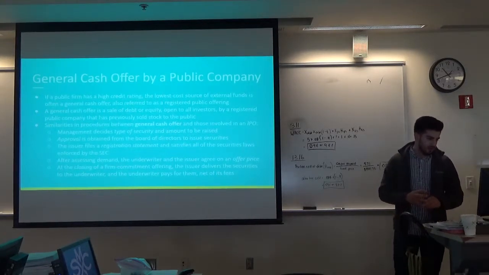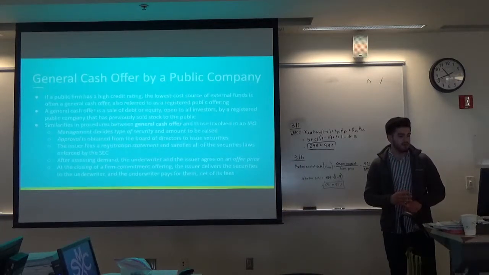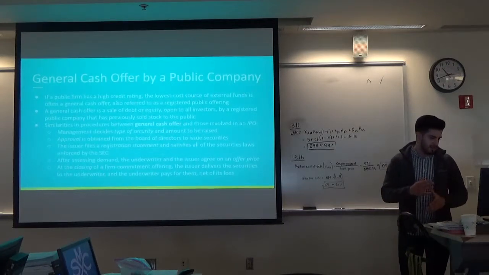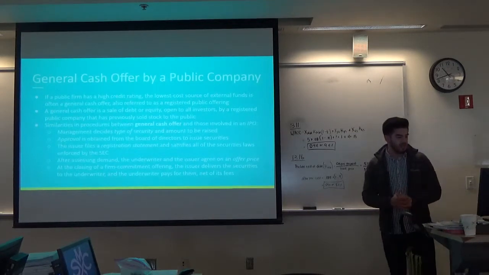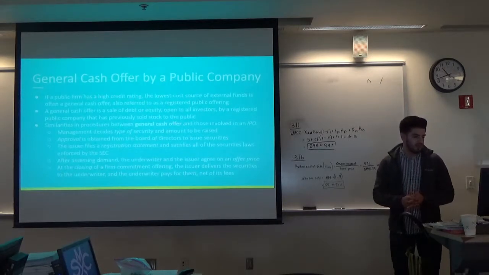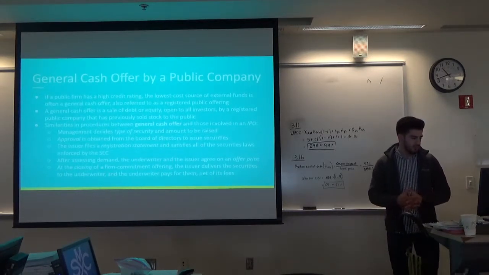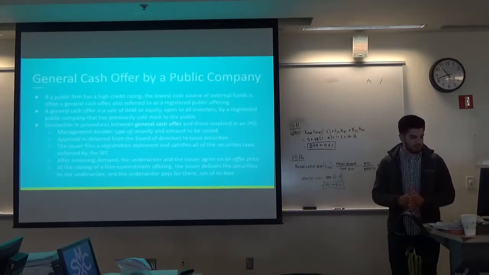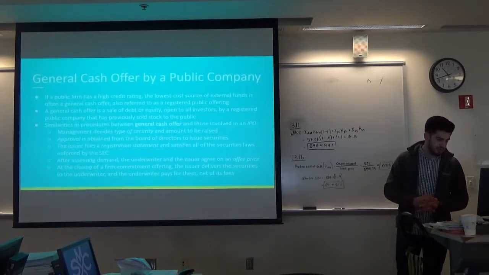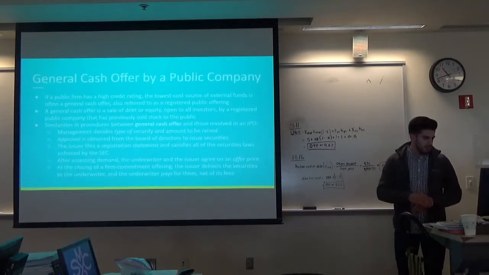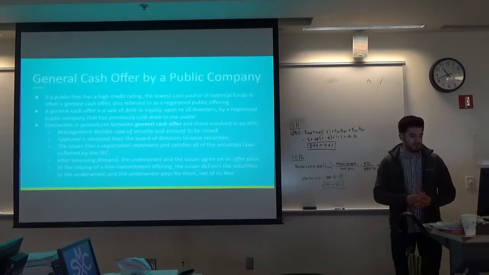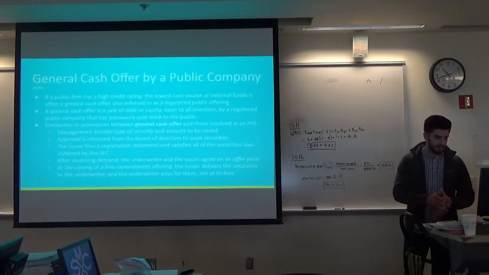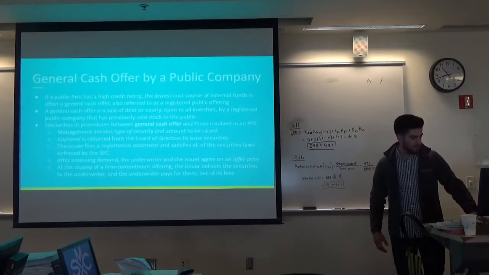Similarities between the procedures of a general cash offer and those involved in an IPO: there are several. Management decides the type of security and amount raised. Approval is obtained from the board of directors to issue securities. The issuer files a registration statement and satisfies all the security laws enforced by the SEC. At the closing of a firm commitment offering, the issuer delivers the securities to the underwriter, and the underwriter pays for them, net of its fees.